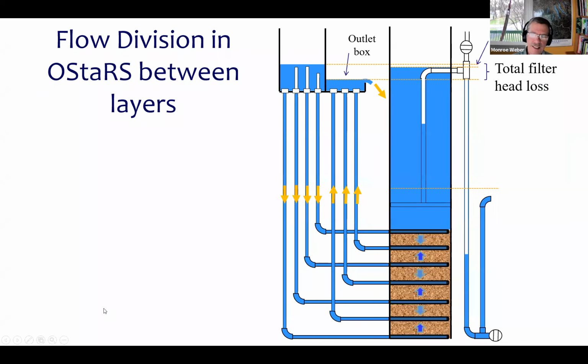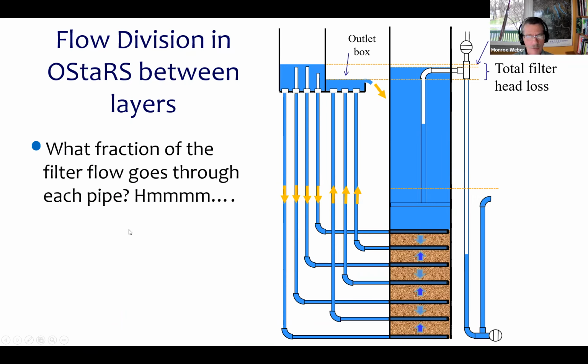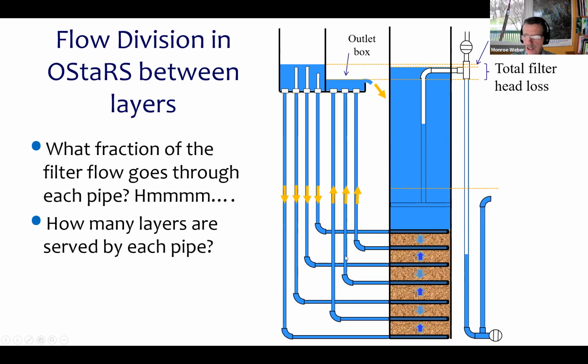And here's the stacked rapid sand filter. And again, there are all these multiple paths. Let's think about that for a second. In this case, let's look at these 4 inlet pipes. What fraction of the filter flow goes through each pipe? Or how many layers does each pipe serve? So we can do some quick checking, and look, this top one only serves 1 layer, but the second inlet serves a layer above and a layer below. And so that's how many layers each of those pipes is serving.